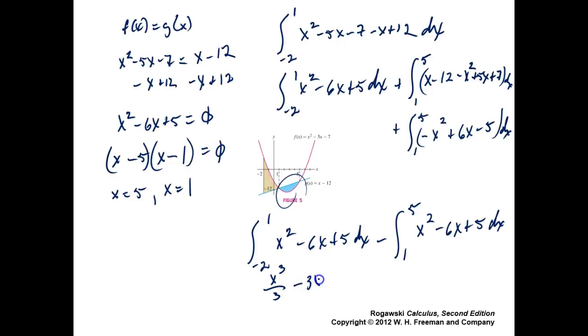Minus what? 3x squared. Good, I can't hear well, sorry. And plus 5x. Okay? And we'll evaluate that from negative 2 to 1. And then we'll have the same thing, x cubed over 3 minus 3x squared plus 5x, evaluated from 1 to 5. Right? So let's do it.